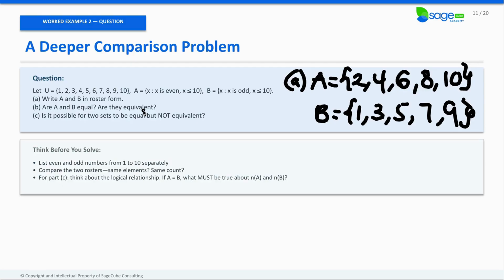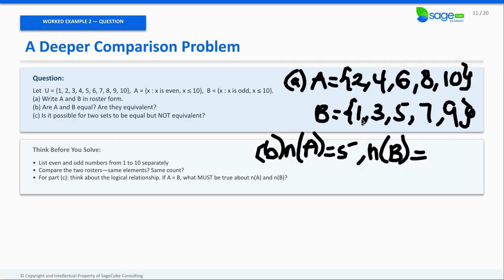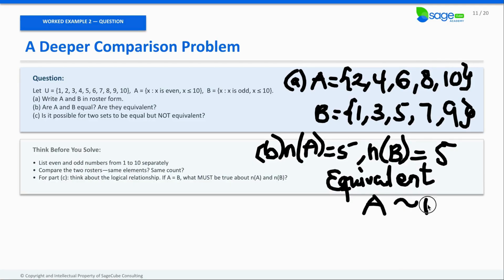But are they equivalent? Let's see their sizes. So how many numbers here? 1, 2, 3, 4, 5. So we are checking, right? Let's write it down. So for B, we know that the number of elements in A equals 5. Then what about the number of elements in B? That's 1, 2, 3, 4, 5. 5 as well. What does that tell us? Since they have the same size, A and B are what? Equivalent. So you can write it down like this, or we can use the notation that A is equivalent to B.